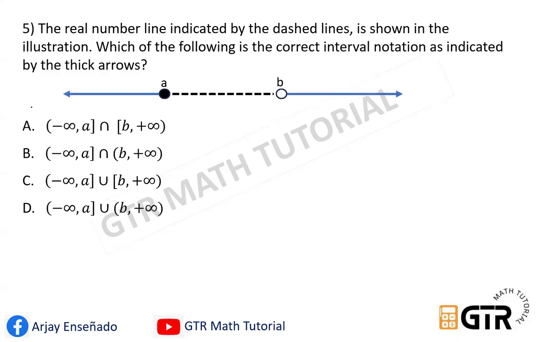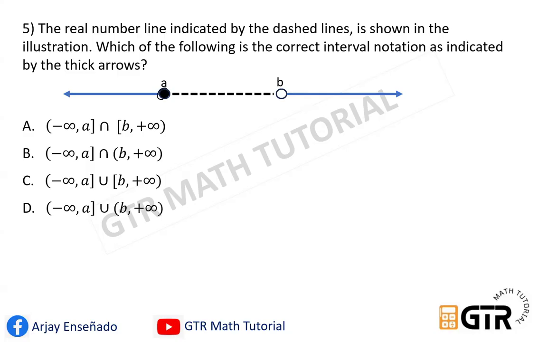So next, number 5. The real number line indicated by the dash line. So this is the real number line, the dash line, shown in the illustration. Which of the following is the correct interval notation as indicated by the tick arrows? So this is the tick arrow. Okay? So what is the interval notation indicated by the tick arrow?